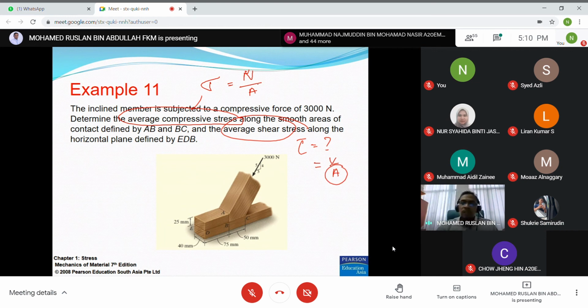So we analyze one by one. The first part is to determine the average compressive stress along the smooth area of contact defined as AB and BC. So in this case, if you draw this component, it looks like this.